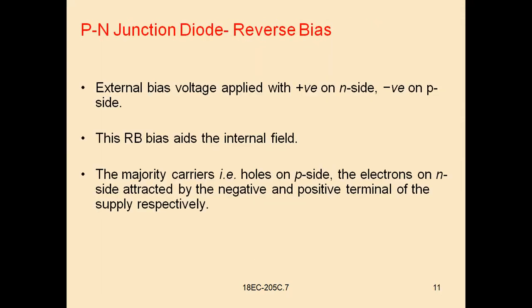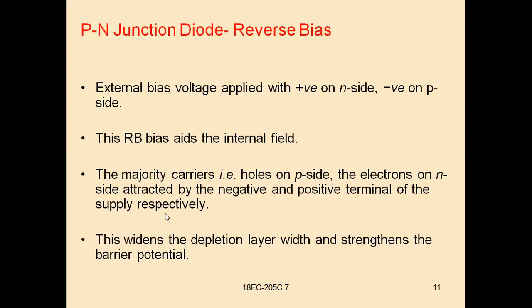External bias. If the external bias voltage is applied with positive on the N side and negative on the P side, this reverse bias aids the internal field. The majority carriers, that is the holes on the P side and the electrons on the N side, are attracted by the negative and positive terminals of the supply respectively. This widens the depletion layer width and also strengthens the barrier potential.